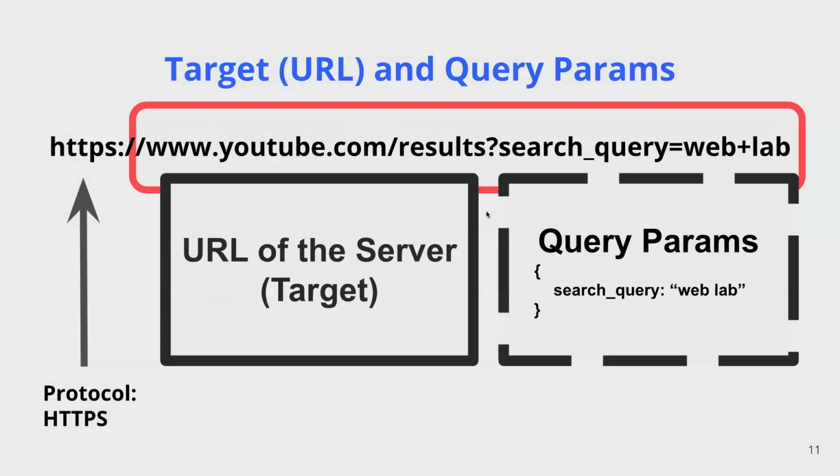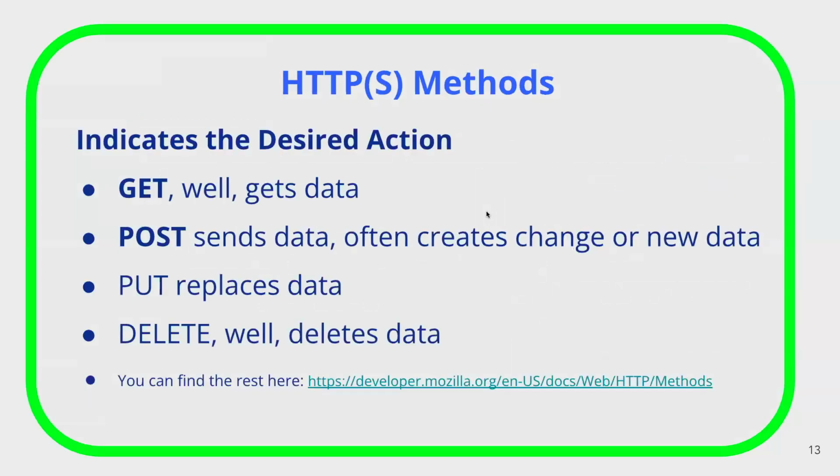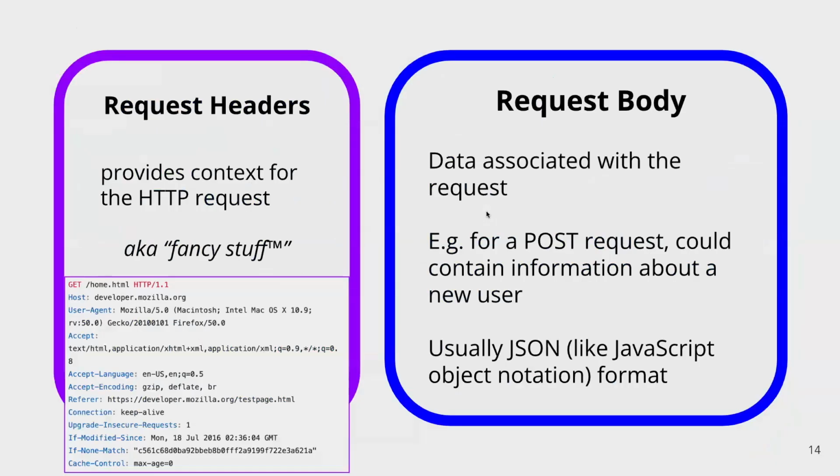Okay, so in addition to our target URL and HTTP method, we need to specify a header and body for our HTTP request. So the request headers provides additional context for your HTTP request, which will help the server process your request, basically. So it has a lot of what we call fancy stuff, and a lot of these are going to be defaults that you don't really need to worry about. But basically, there's additional information.